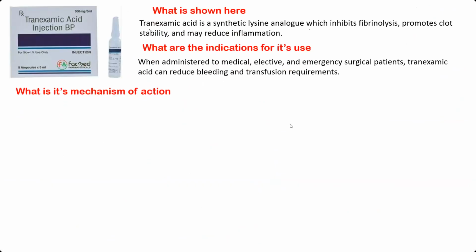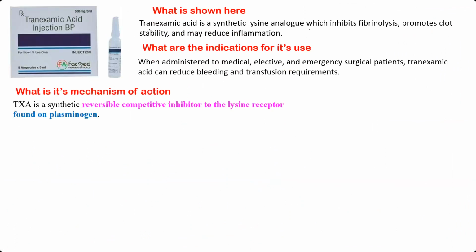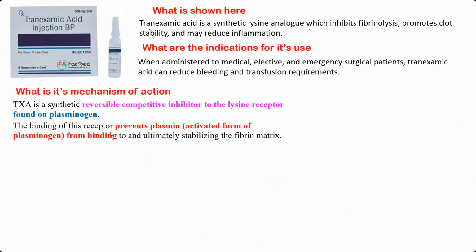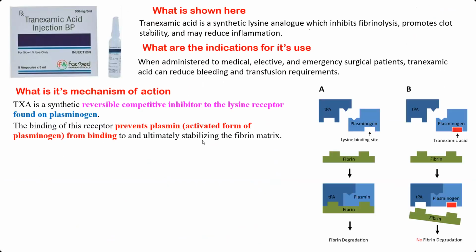What is the mechanism of action? It binds to the plasminogen and inhibits fibrinolysis. So it is a reversible competitive inhibitor of the lysine receptor found in plasminogen. Okay? It binds the receptor and prevents plasmin, which will get activated only if lysine is bound, from binding, ultimately stabilizing fibrin.